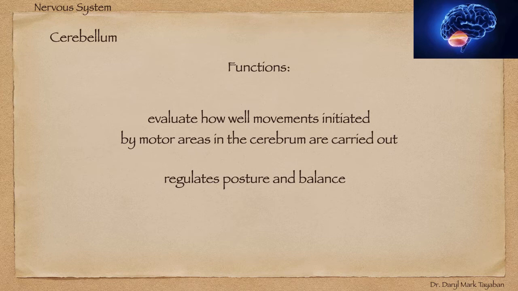When we talk about balance, there are a lot of factors that we need to consider, but one of the special senses that is important for balance is the vestibulocochlear area. I think you remember the cranial nerves that we talked about. That's one of the important parts of balance. Soon we'll talk about that, or maybe during the fourth year. That's also important, including the cerebellum. So again, cerebellum for regulation of posture and balance. I hope that's clear.